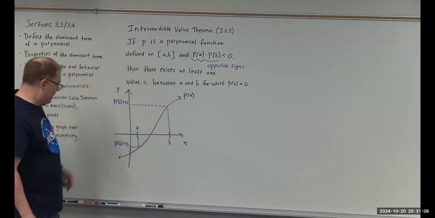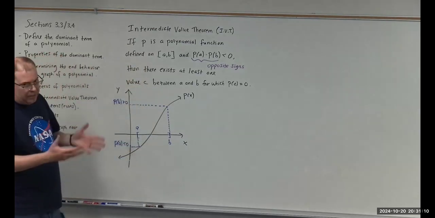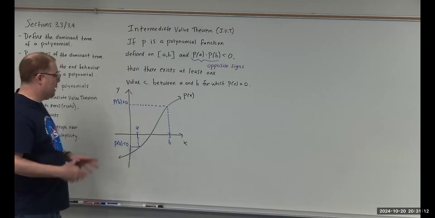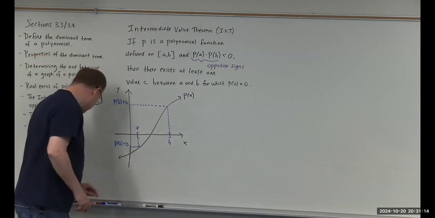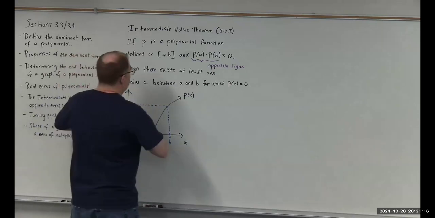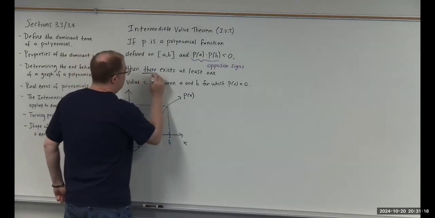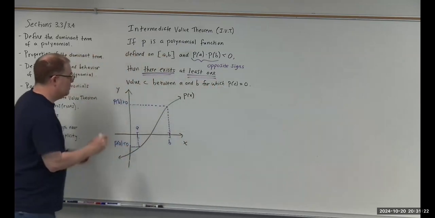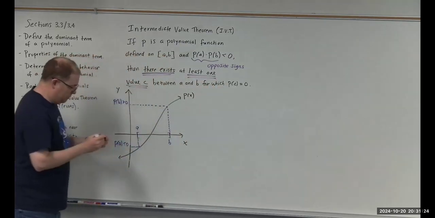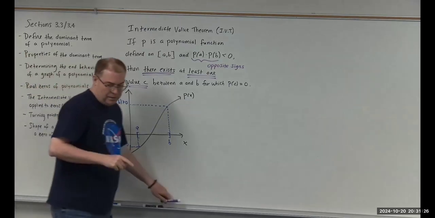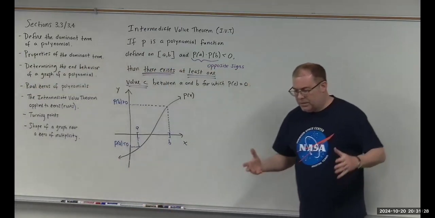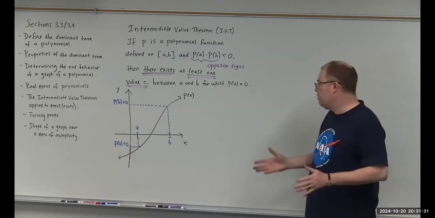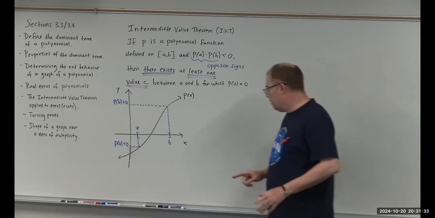Now, what this doesn't do is tell you how to find that root, and it also doesn't tell you how many roots. Notice the theorem says there exists at least one value C. So it doesn't tell us how many roots, it just tells us there's at least one.